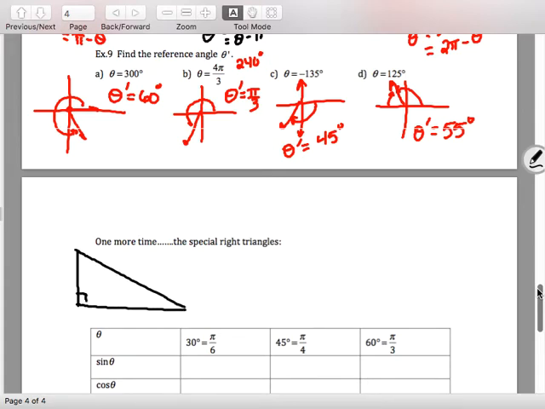One more time, let's go over the 30, 60, 90 and 45, 45, 90 right triangles. And then we're going to use those to help us with the last stretch of material here. Once you get the two special right triangles drawn, I want you to use them to fill in the table. I want you to find sine, cosine, tangent of 30 degrees, of 45 degrees, and of 60 degrees. So fill in the table.